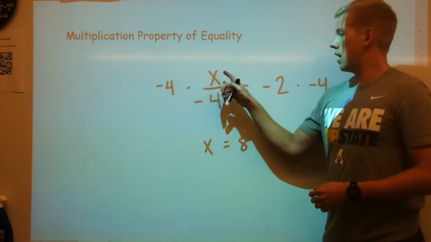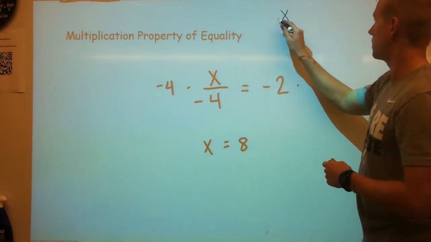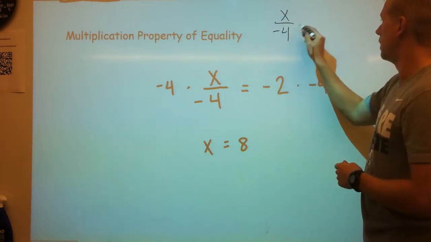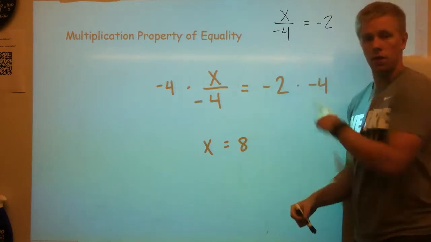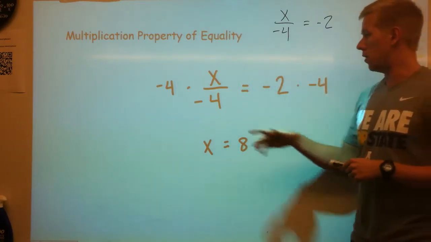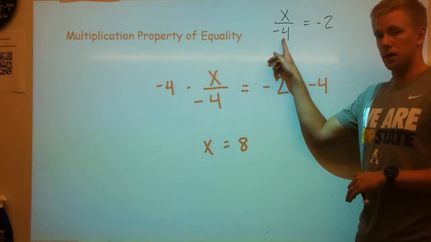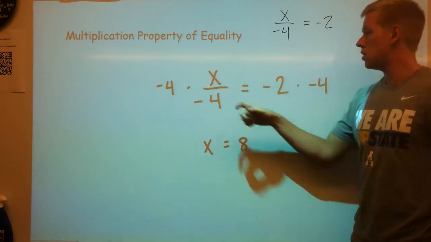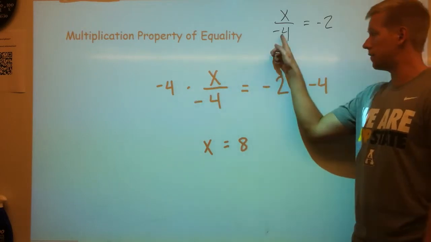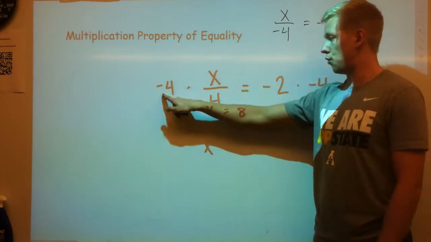When we have a problem, so we started with this. We started with x divided by -4 equal to -2. That's what we started with, and I left that part out. What do we do to do the inverse? The inverse of division is multiplication. The opposite of multiplication is division. The opposite of division is multiplication. So we're going to multiply here, since this was dividing, by the denominator, the bottom number. So we multiply by -4.